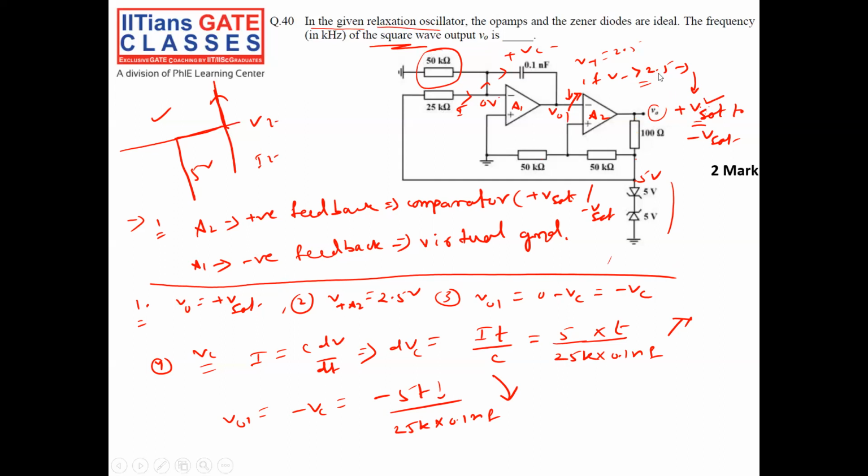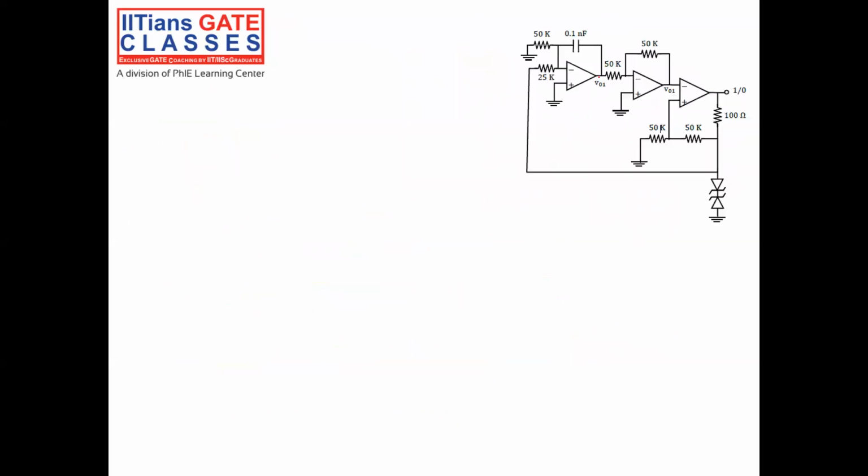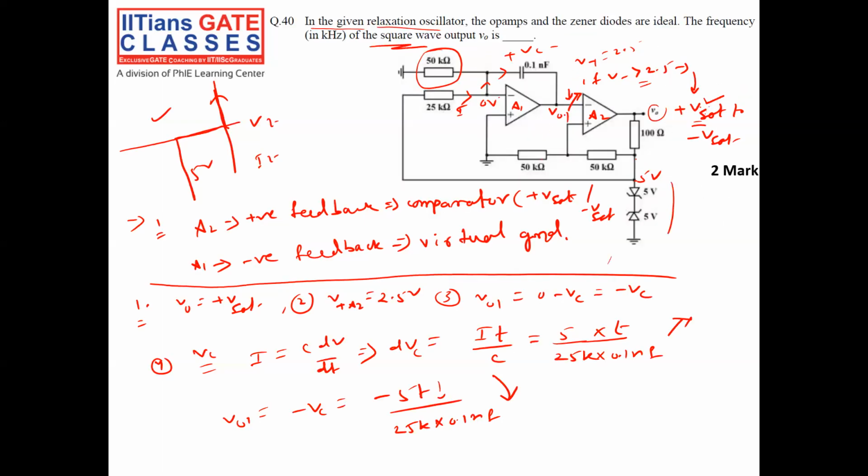In order to make you understand how a square wave comes, let me change the circuit. You see what I have done. Since V01 is decreasing, V01 is negative. In order to make it positive, at this point I will cut it here and put an amplifier of -1 gain, then connect it here. Then the input for A2 will go on increasing. That's what I am doing here.